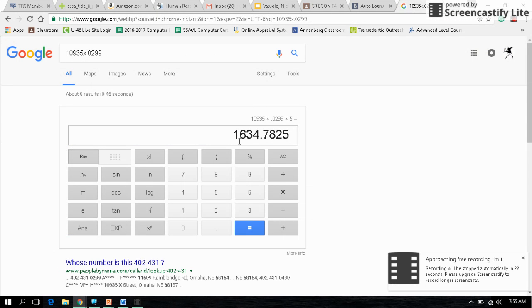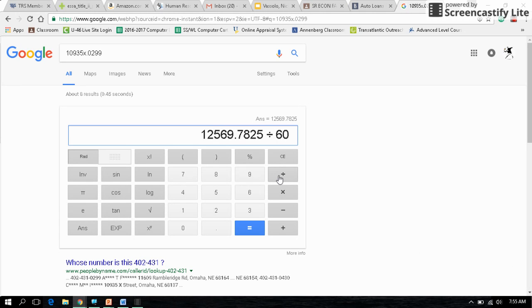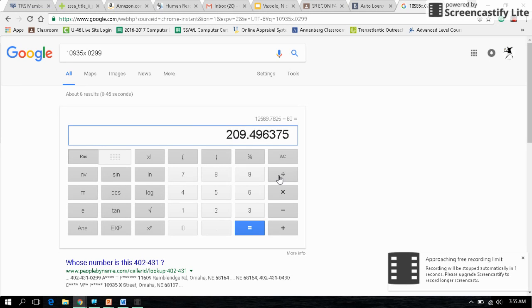So add the interest plus my principal. That is $12,569, and then I want to divide that by the number of months in 5 years because that's how long my loan is for, and it is $209.